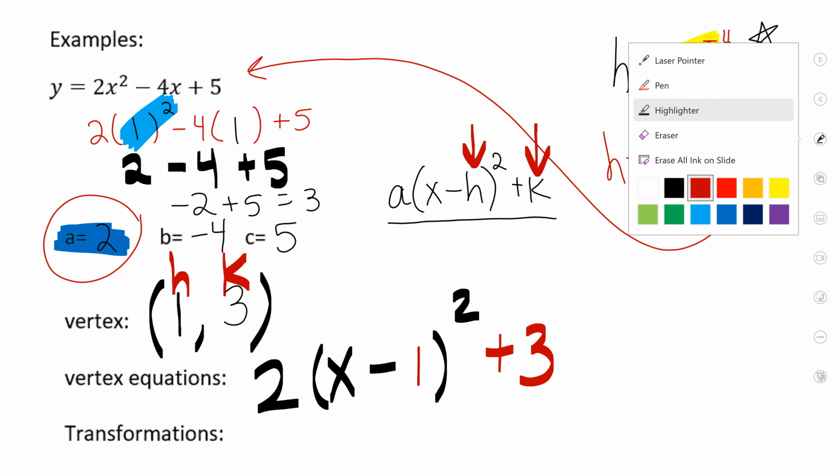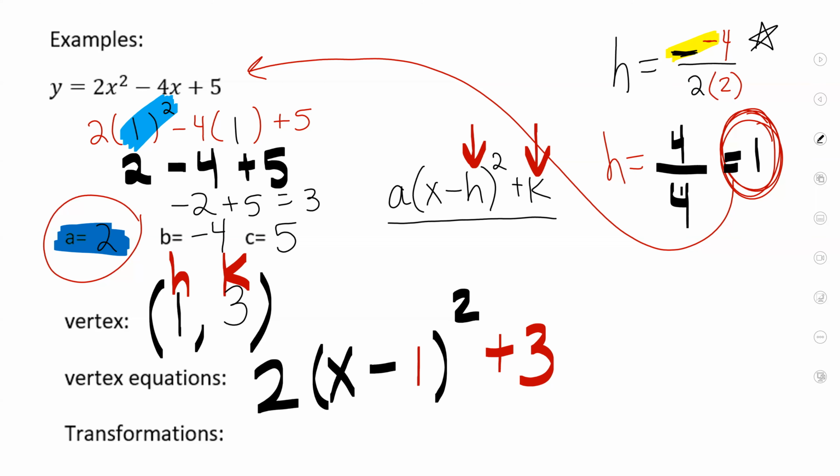Finally, let's talk about the transformations. I have a -1 on the inside. That means it went to the right 1, just like my vertex is at 1. There's a plus 3 on the outside, so it went up 3.